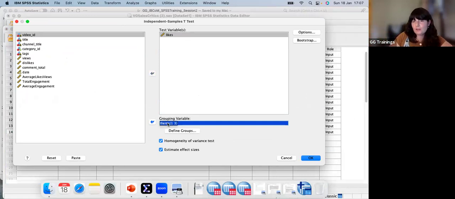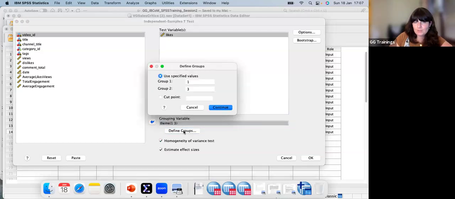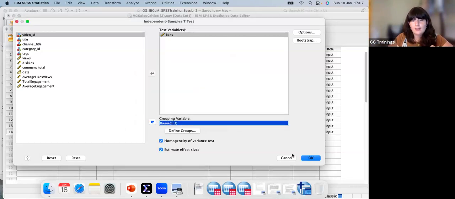Once you've added your grouping variable, you need to click on define groups. In this variable theme, there were actually 3 value labels. 1 is lifestyle, 2 is entertainment, and 3 is information. I only want to compare lifestyle and information, which is 1 and 3. So this is why I put in the value labels. Be sure that you check what the value labels are of the groups you're comparing to put them in correctly here. And then you can click continue and then okay.